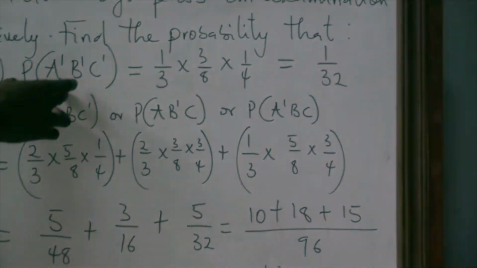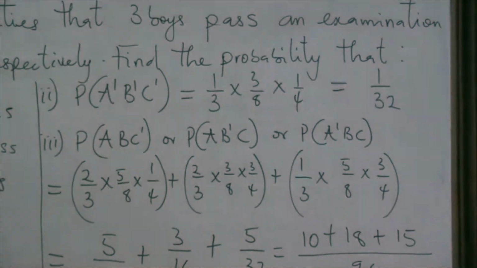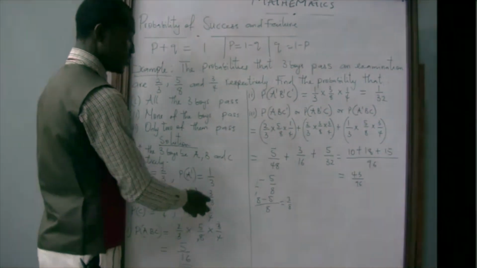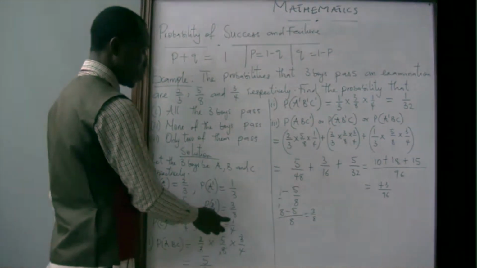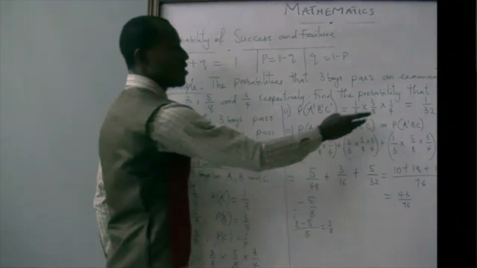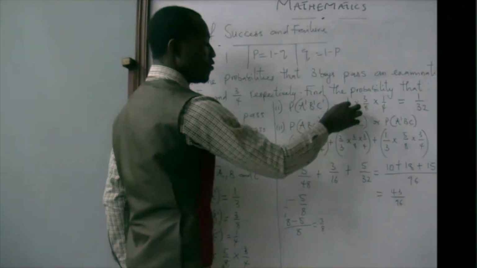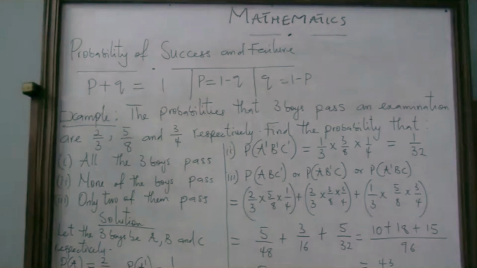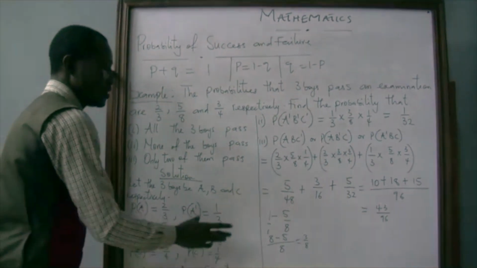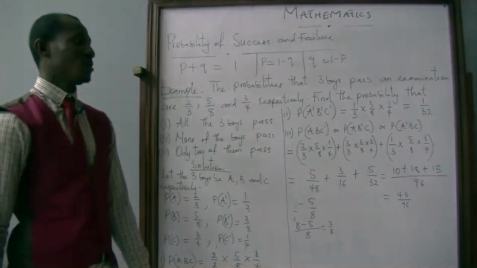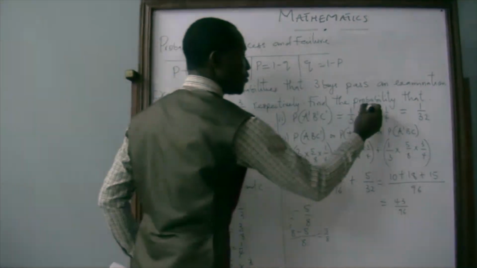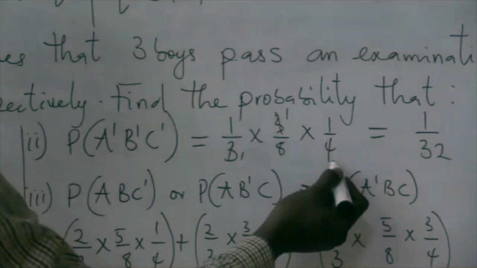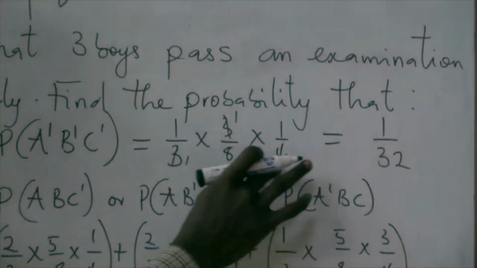We just come here. What's the probability that A did not pass? 1 over 3. Probability that B did not pass? 3 over 8. Probability that C did not pass? 1 over 4. So if we move here, we just place it there. 1 over 3 times 3 over 8 times 1 over 4. That is why it is necessary for us to first get those values. Then we can now just be placing it inside the equation. So 3 here 1, 3 here 1. 1 times 1 here is 1. 8 times 4 is 32.